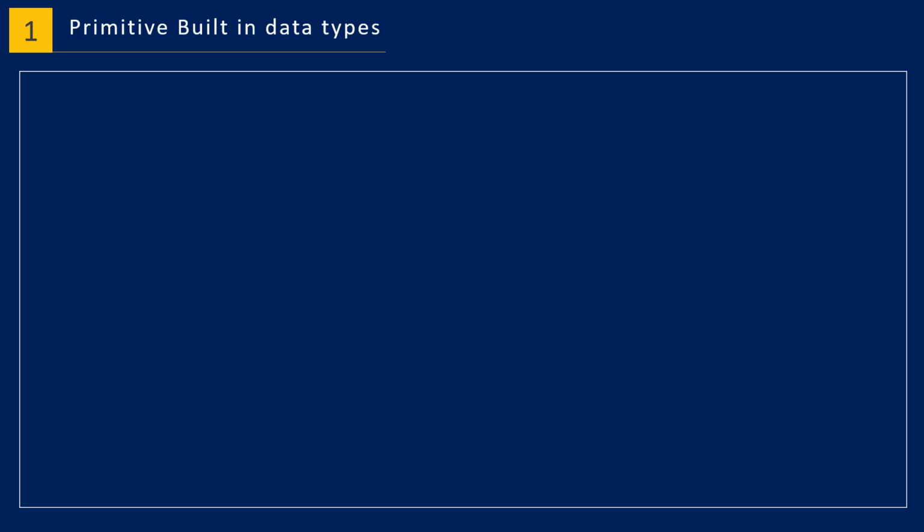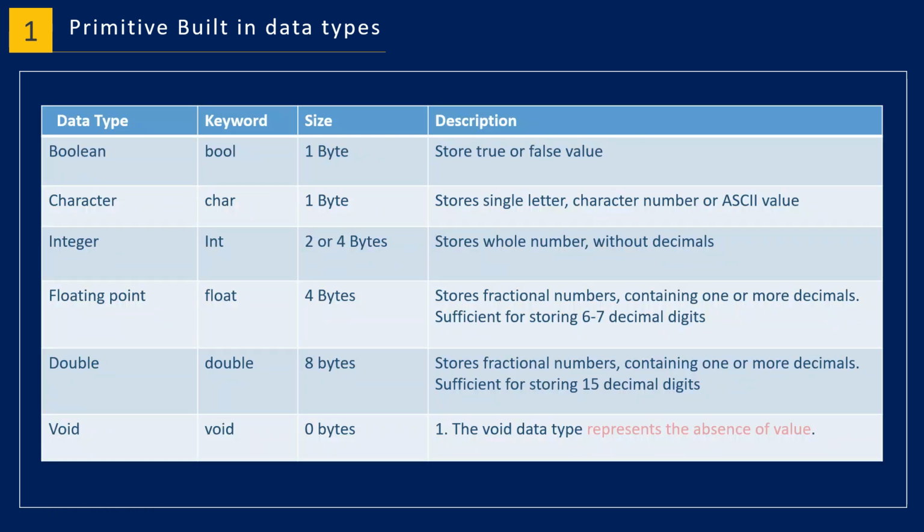Today we'll learn about type modifiers in C++. Before that, we will revise the topic primitive built-in data types. Here is the list of built-in data types, and there are a total of 6 data types available in C++. That is boolean, character, integer, floating point, double and void. The respective keywords, sizes and descriptions are given over here, and we have discussed them in the previous video as well.